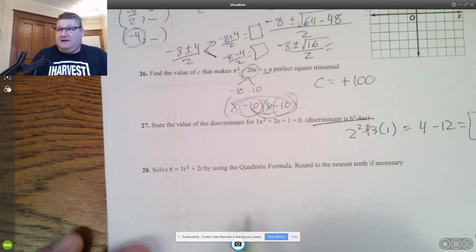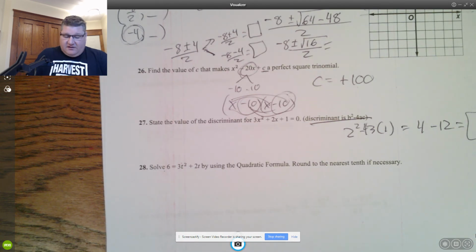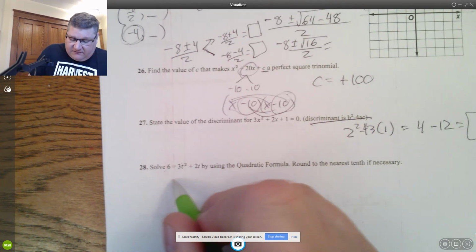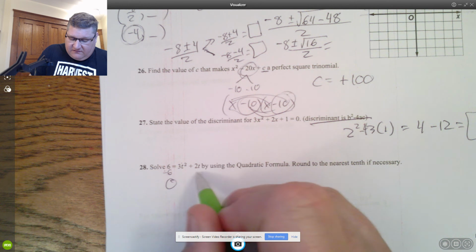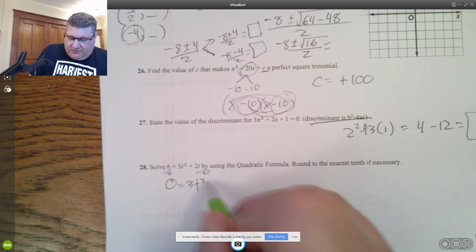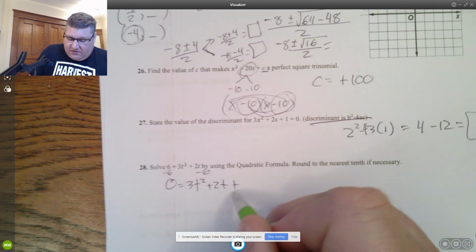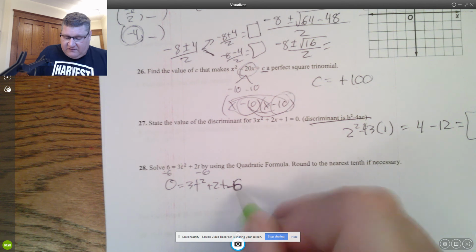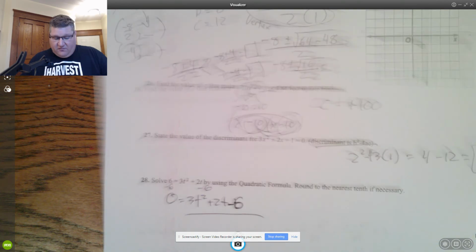And then finally, use the quadratic formula. To do that, I need to get everything to one side. So minus 6, 3t squared plus 2t, not plus, minus 6. And now I could do the quadratic formula.